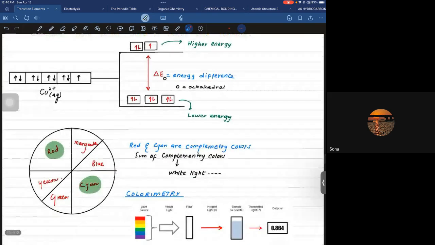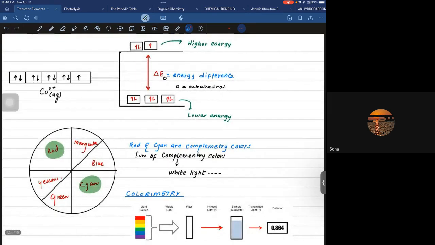So we can see the complementary colors. I mean to say, red and cyan are complementary colors. The sum of complementary colors is equal to white light. Sum of this and this would be equal to white light.